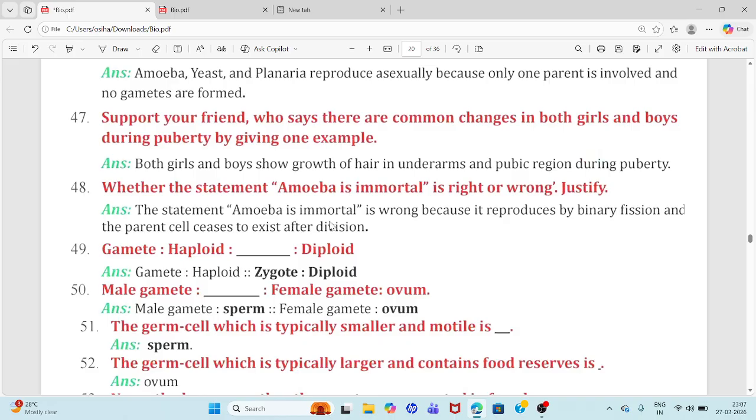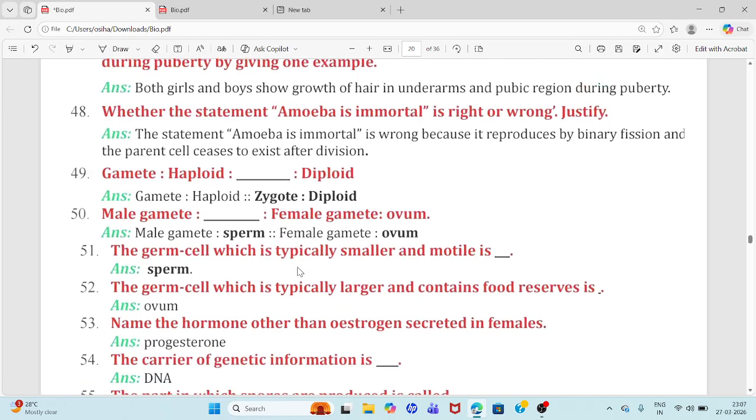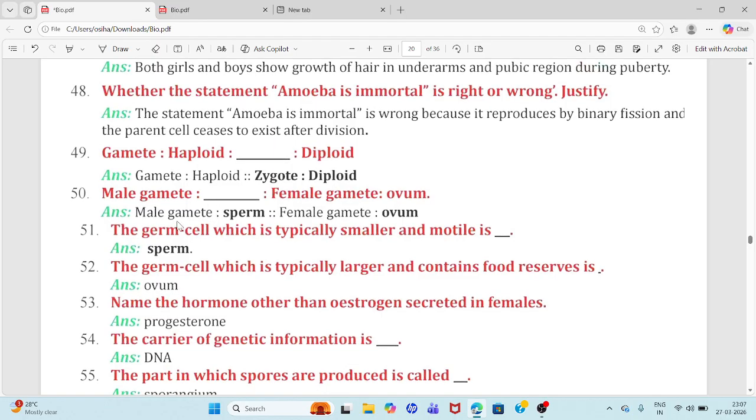Whether the statement amoeba is immortal is right or wrong, justify. The statement amoeba is immortal is wrong because it reproduces by binary fission and the parent cell ceases to exist after division. Gamete, haploid, zygote, diploid. Male gamete, sperm. Female gamete, ovum.